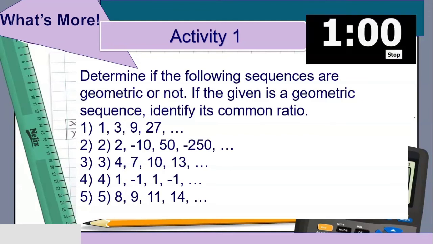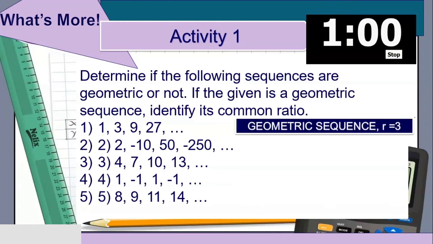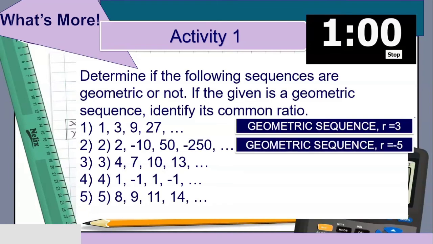Let us now check number 1, 1, 3, 9, 27. That is a geometric sequence with a common ratio of 3. Because 3 divided by 1 is 3, 9 divided by 3 is 3, and 27 divided by 9 is equal to 3. For number 2, that is a geometric sequence where the common ratio is negative 5. Because negative 10 divided by 2 is negative 5. 50 divided by negative 10 is negative 5, and negative 250 divided by 50 is equal to negative 5.